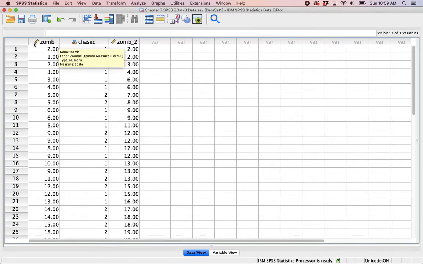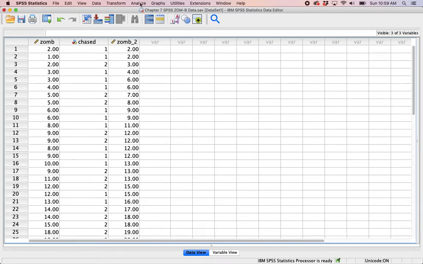Essentially, we're answering the research question: does the mean in this sample differ in a significant way from a known population mean, which in this case was 10? And then we're also going to answer that same question, except this time we're asking, after they attended this zombie rights sensitivity training, does the average opinion in the sample differ from the known population mean?